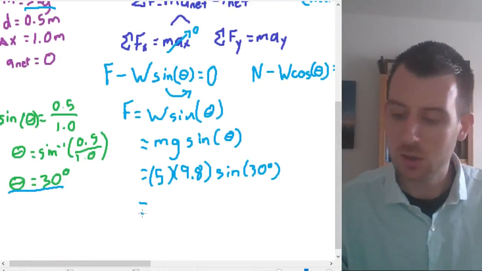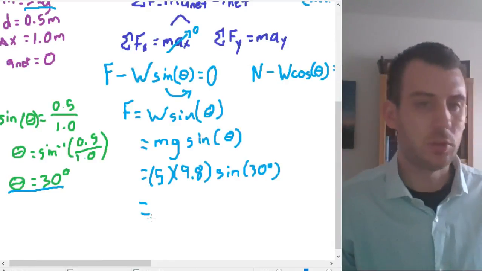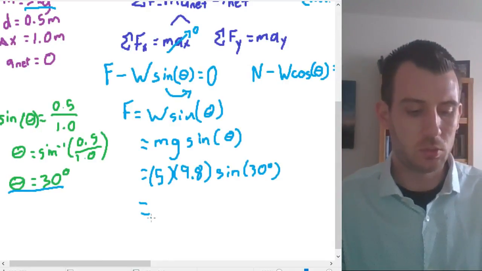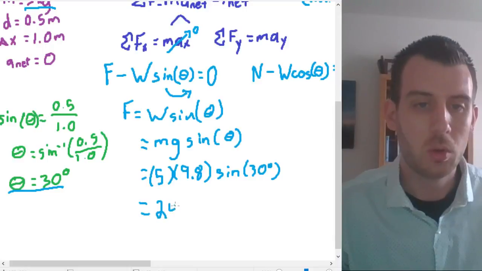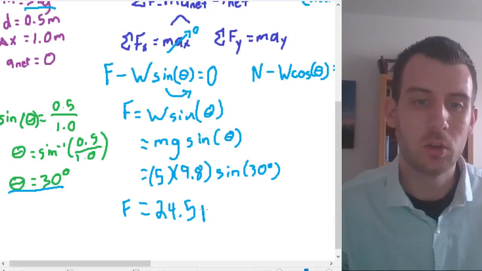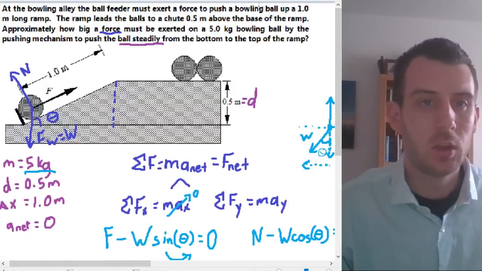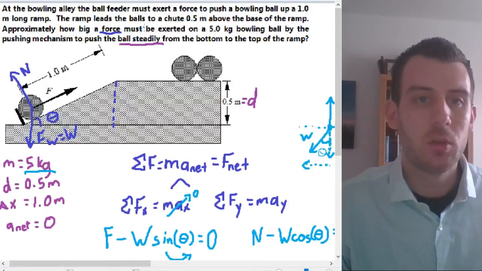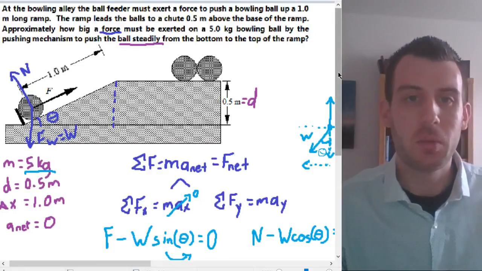And if I type all that in, I should get, let's see, 5 times 9.8 times the sine of 30 gets me 24.5, and this is a force, so I'm going to measure this as newtons. Good, let's go back up and make sure that we've got the answer it wanted. Approximately how big of a force must be exerted on the ball by the pushing mechanism to push the ball steadily from the bottom to the top of the ramp.